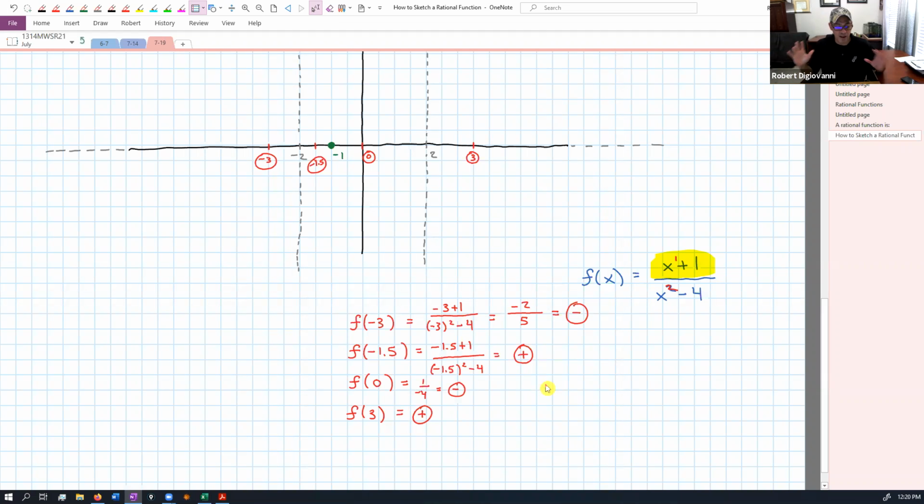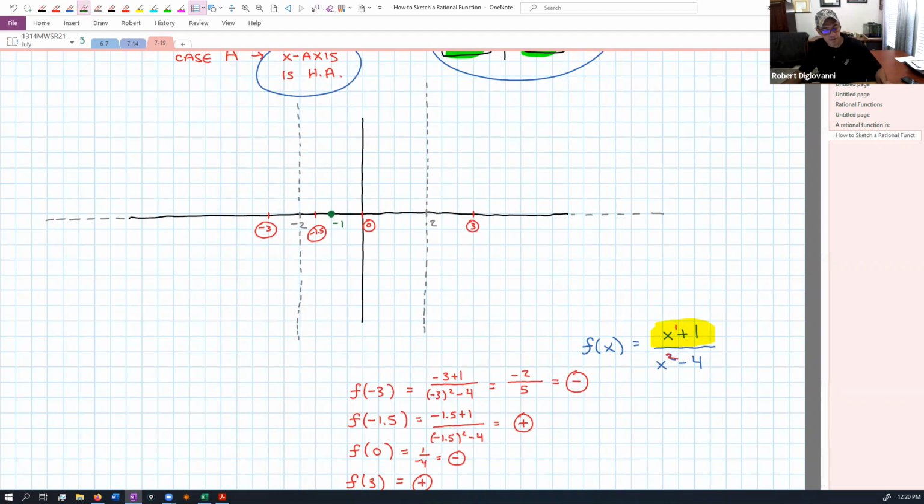So how does this help us? All we do now is we go to -3. We know at -3, we should get a negative number to come out. So I go to the left, -3, and I have a negative number come out. So I'm going to put a dot right here for my graph. -3 gave me a negative number.